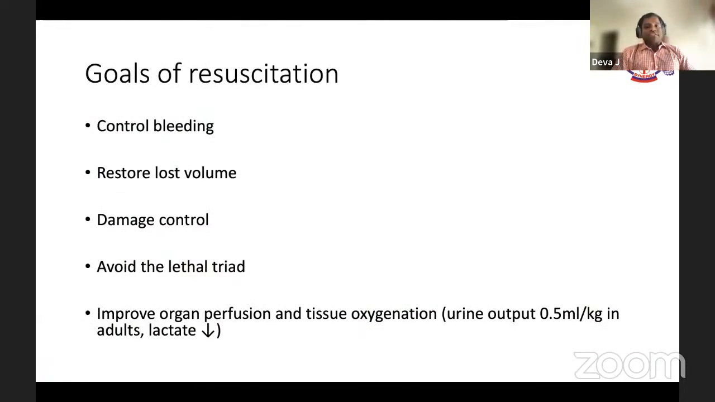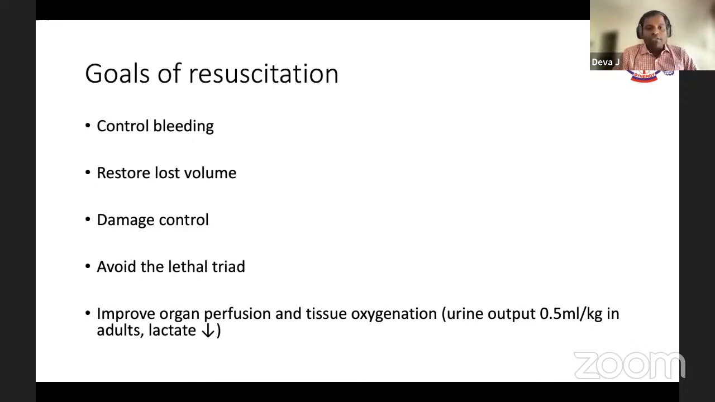So coming to the goals of resuscitation. Your trauma victim comes to your emergency department. They are in the resus bay. You've done your primary survey, which is your A, B, C, D, E. You fixed A, B by intubating and ventilating, and you've recognized that the patient is in shock by looking at the vital signs, which we just talked about: heart rate, blood pressure, consciousness, urine output, base deficit, etc. And you started resuscitating them. So what are your goals of resuscitation? What do you want to achieve? What are your endpoints?